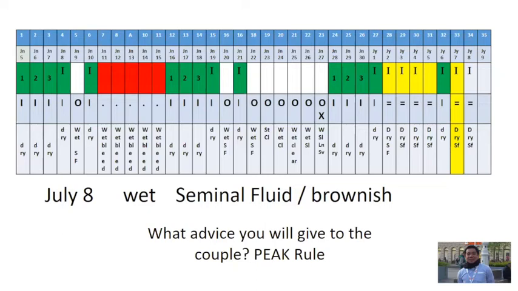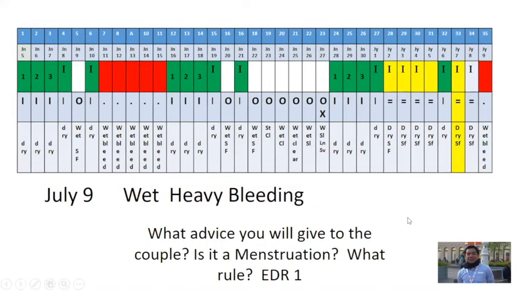Look at the color, brownish. Brownish is not yet the menstruation. Brownish is part of the luteal phase. July 8. Look at the symbol of July 8. Equal. Any discharge in the luteal phase is always equal. And intercourse was resumed July 8, no? There is an intercourse on July 8, no? So what happens on July 9? July 9, heavy bleeding.